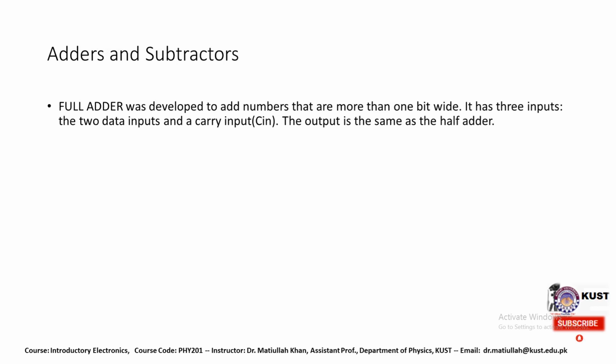Full adders are used to add numbers that are more than one bit wide. So it has three inputs: the two data inputs and a carry input. The carry input is normally represented by Cin. The output is the same as the half adder, so the output is 2, that is C and S, while the input is 3 in the case of the full adder, while in the case of the half adder, it is 2.